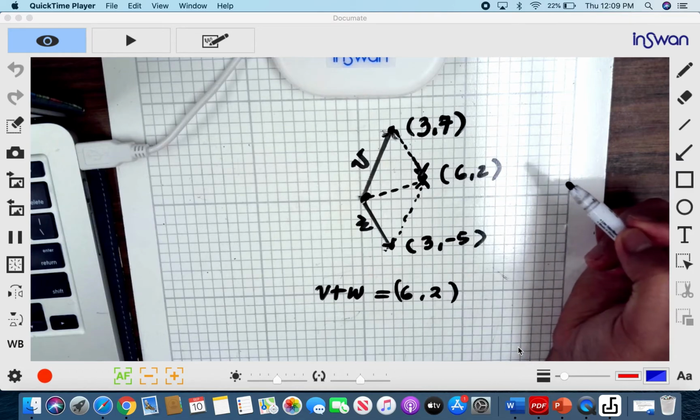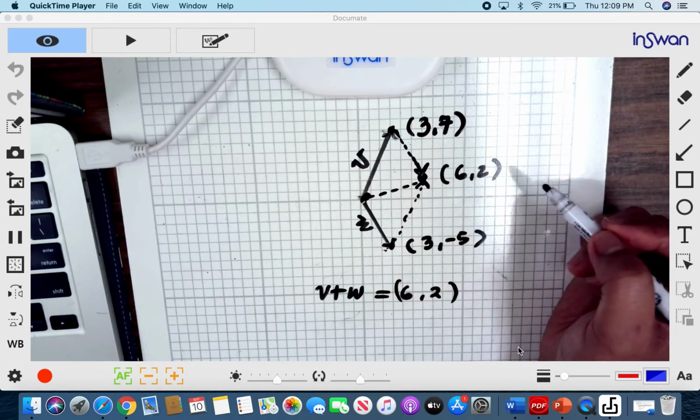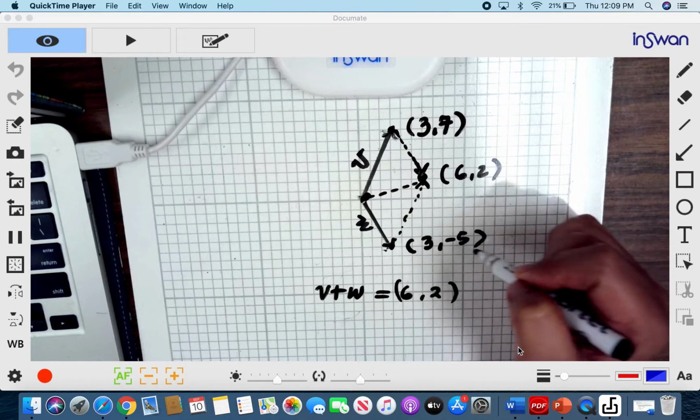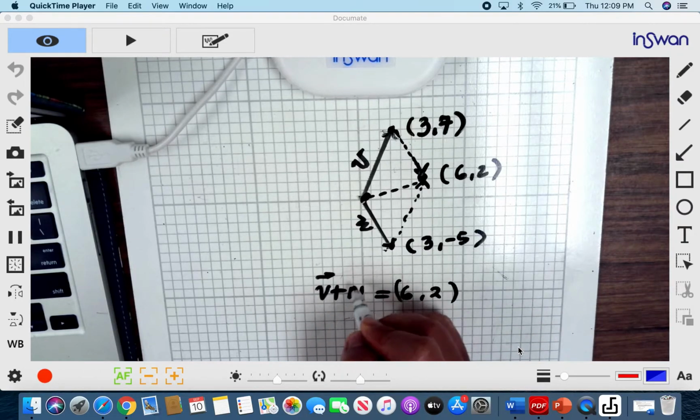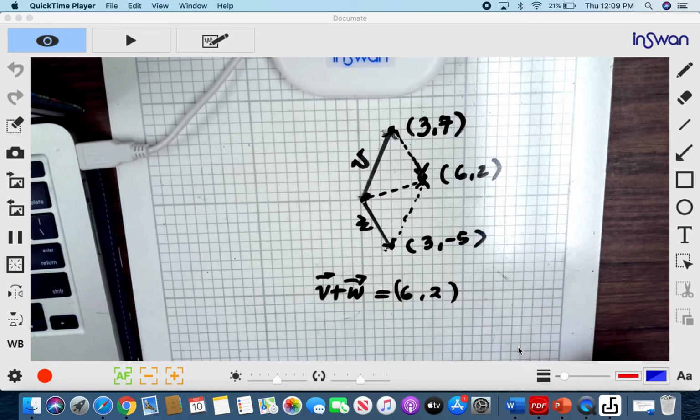So we're not yet talking about directions. We're only performing operations using the graph. So the v plus w is the resultant of the vectors, because we know that the sum of two vectors is what we call the resultant. So if you have two vectors, the sum is 6 and 2.